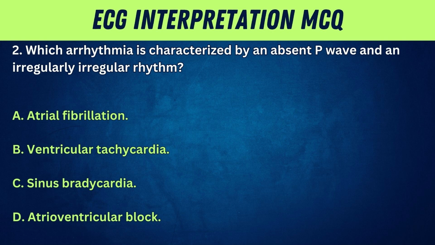2. Which arrhythmia is characterized by an absent P wave and an irregular rhythm? A. Atrial fibrillation. B. Ventricular tachycardia. C. Sinus bradycardia. D. Atrioventricular block.